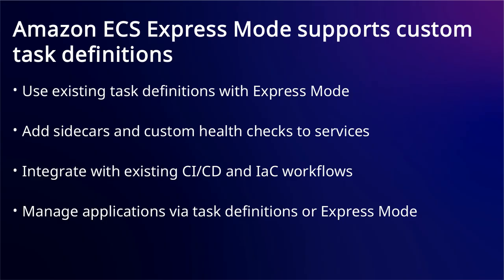You need to deploy containerized applications with advanced configurations while maintaining simple deployment workflows, but ECS Express Mode previously only supported basic configurations. You can now use existing task definitions with Express Mode, allowing you to reuse application configurations from your current pipelines. You can add sidecars and custom health checks to services, enabling observability tools, security containers, ulimits, and FireLens for log routing. You can integrate with existing CI/CD and IaC workflows, preserving your operational practices while gaining automated load balancing, networking, and autoscaling.